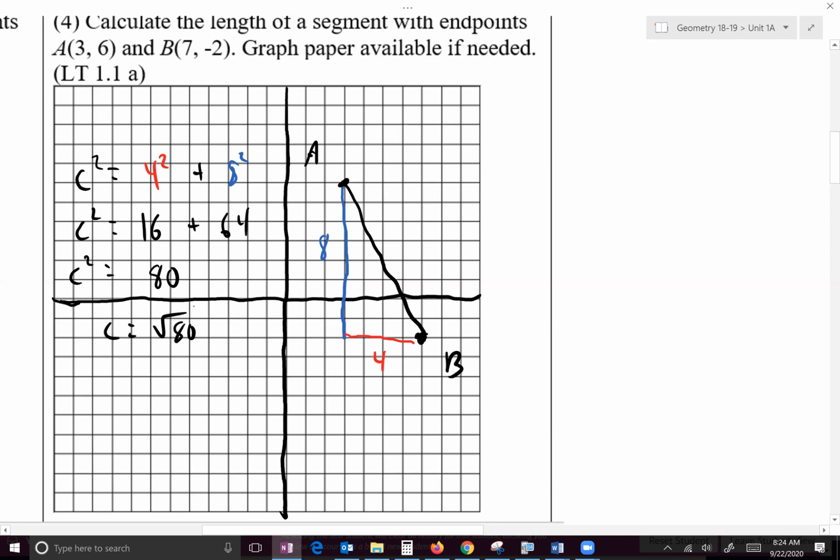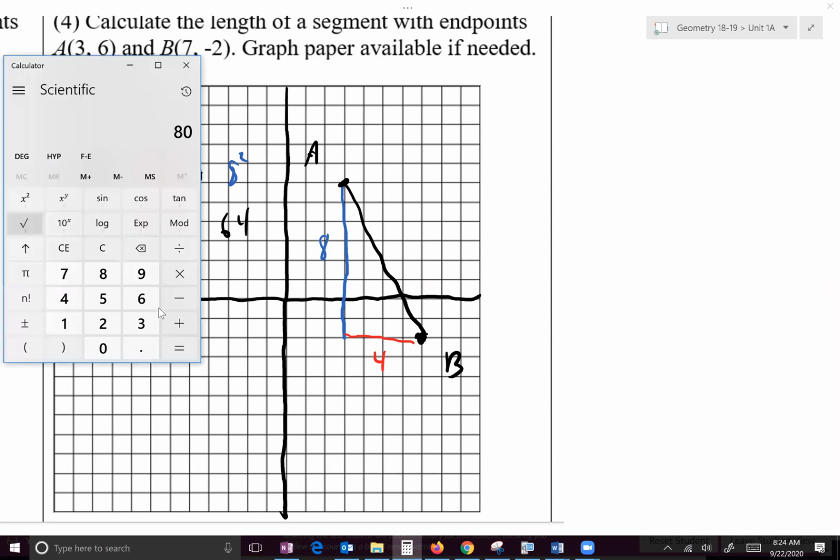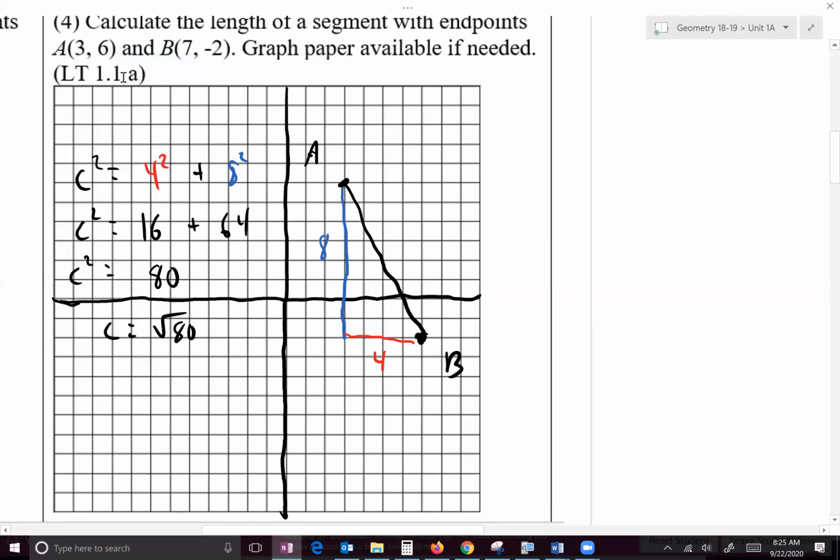All right, so then I need my calculator. So 8.94. Yep, we're going to third decimal. We don't round down, round up. So 8.94.